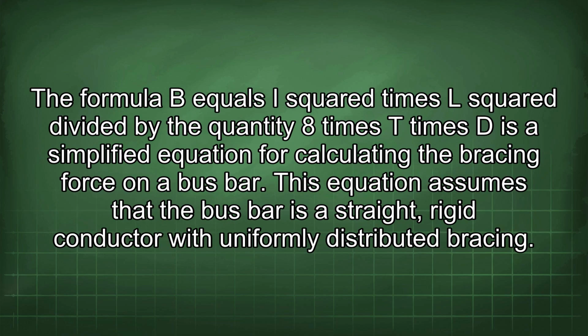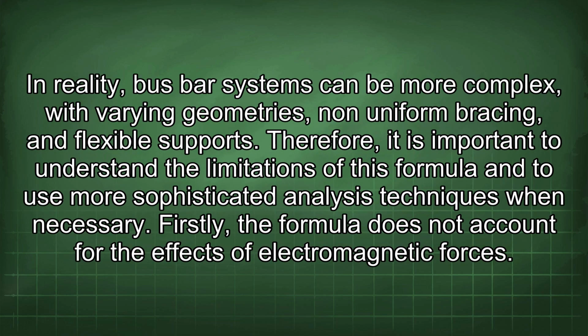The formula B equals I squared times L squared divided by the quantity 8 times T times D is a simplified equation for calculating the bracing force on a busbar. This equation assumes that the busbar is a straight, rigid conductor with uniformly distributed bracing. In reality, busbar systems can be more complex, with varying geometries, non-uniform bracing, and flexible supports. Therefore, it is important to understand the limitations of this formula and to use more sophisticated analysis techniques when necessary.